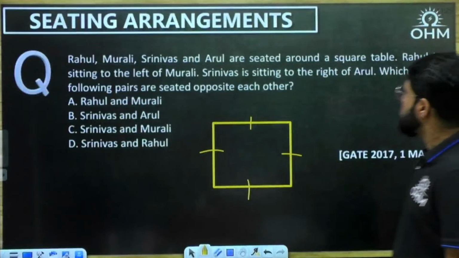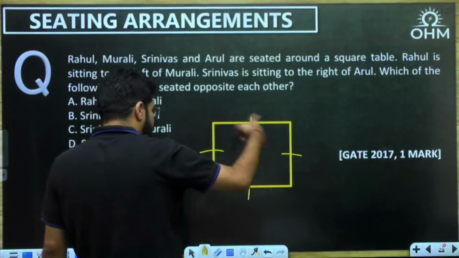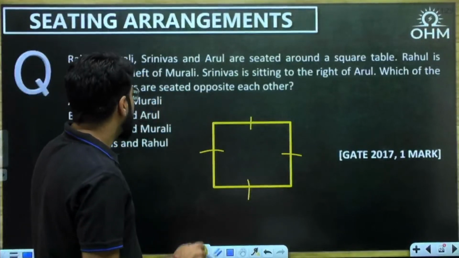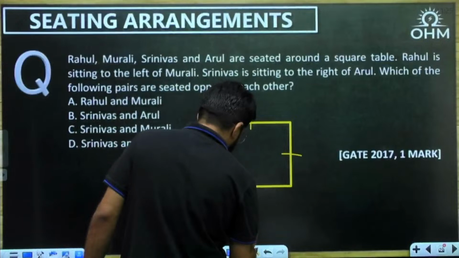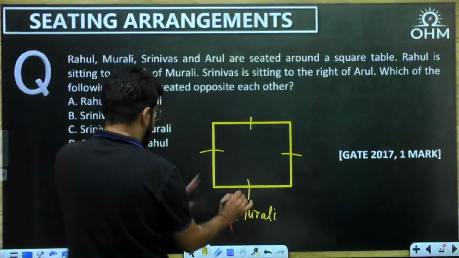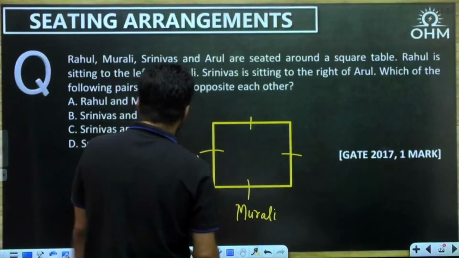Okay, sitting around a square table and Rahul is sitting to the left of Murli. But ultimately it's a closed path, means circular type of arrangement. So you can define your own beginning. Okay, Rahul is to the left of Murli. So suppose I fix Murli and Rahul should be left. This is left side. Rahul is to the left of Murli.